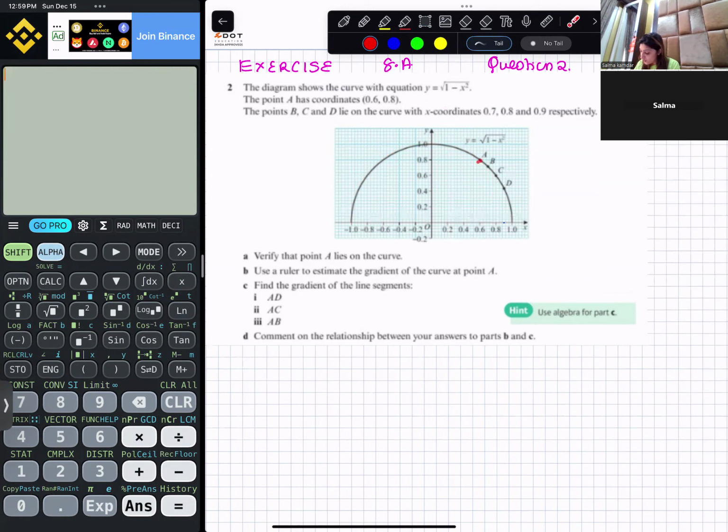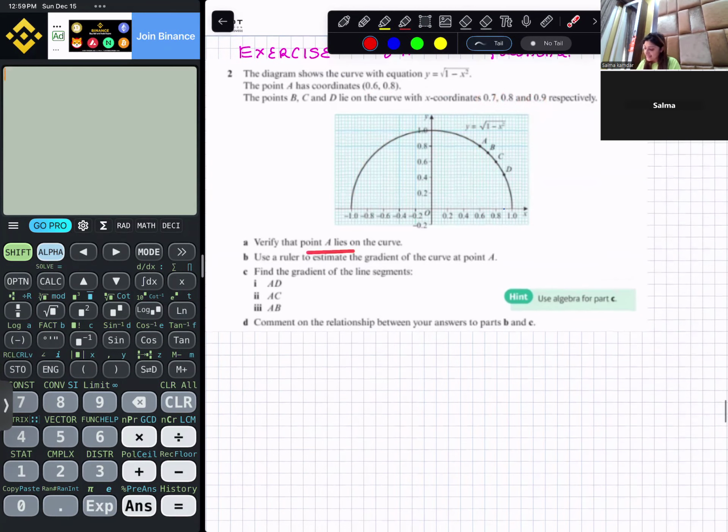Point A has coordinates (0.6, 0.8). It lies on the curve. And I have points B, C, and D with x coordinates 0.7, 0.8, and 0.9. Verify that point A lies on the curve.